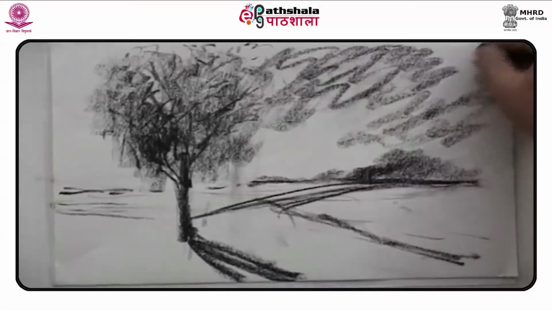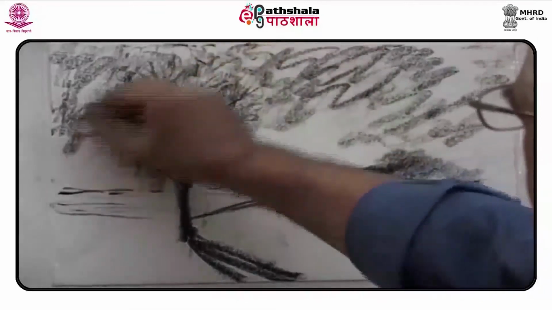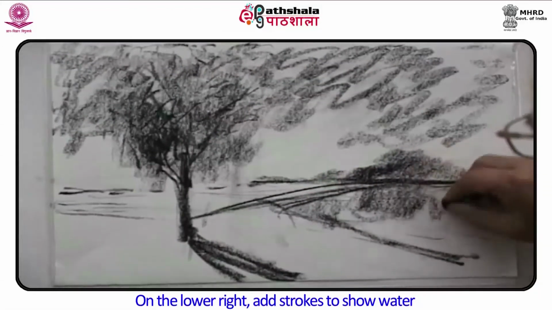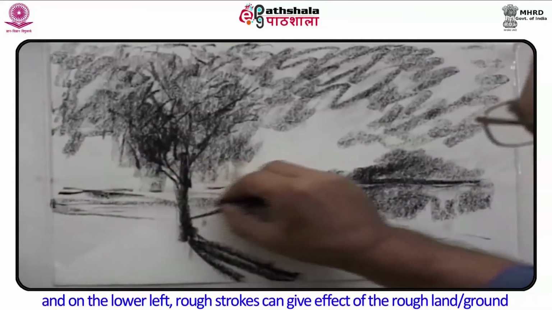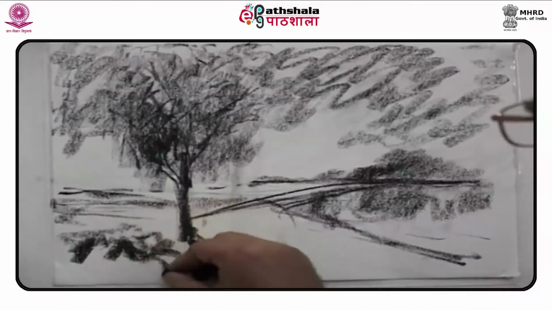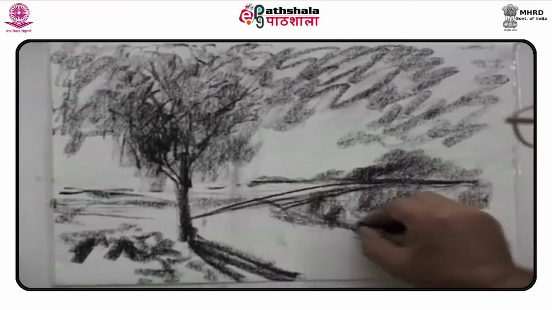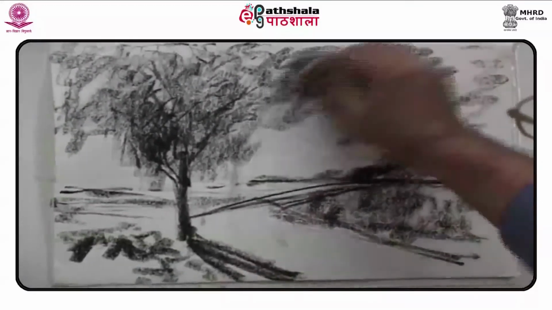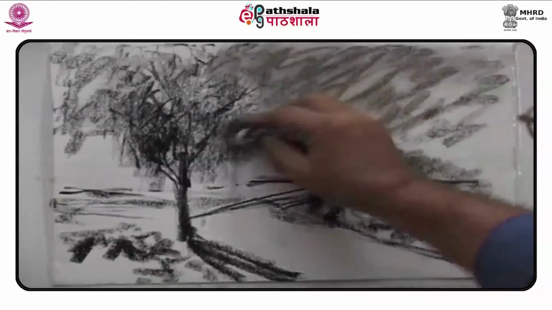To show cloudy sky, scribble a little on the sky space. On the lower right, add strokes to show water, and on the lower left, rough strokes can give effect of the rough land ground. Linear energy can describe the shape of things and even seek attention. Now smudge the strokes with a piece of cloth to give a hazy effect to the dark clouds.